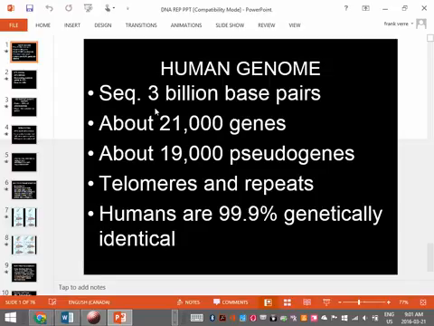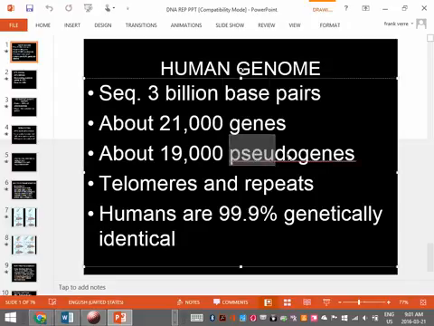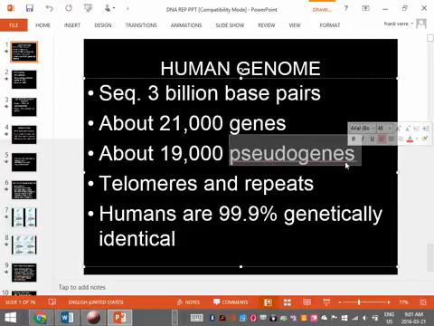So what else is cool is that not only do we have about 20,000 genes, but we have almost as many broken genes or dead genes, and they're called pseudogenes. A pseudogene is a gene that no longer works. It used to work in the past, and we'll talk more about these types of genes later on in this unit. But it's a staggering amount that we have almost as many broken or dead genes as we do working genes. Okay.